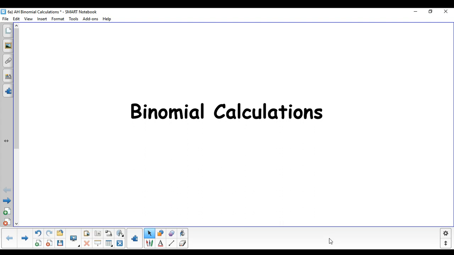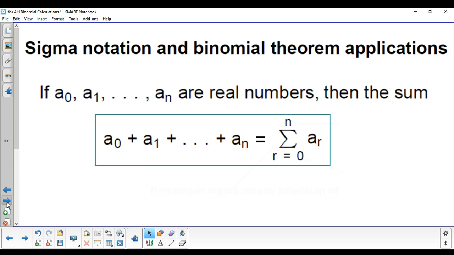Okay, almost at the end of binomials, we're going to look at calculations now. These you could use in a calculator, no problem yourself, but the whole point is if you're asked to use binomial, you have to do it.